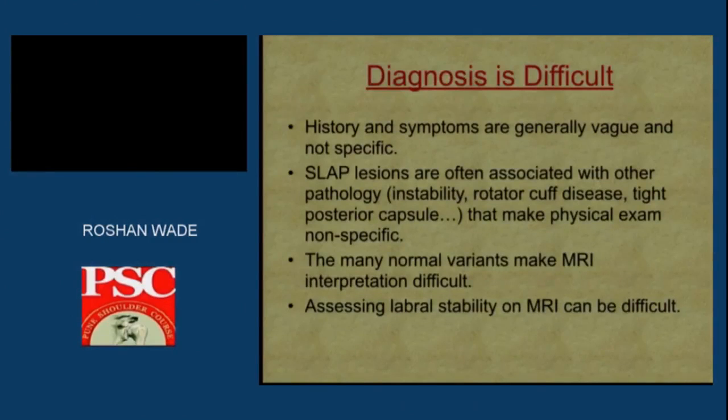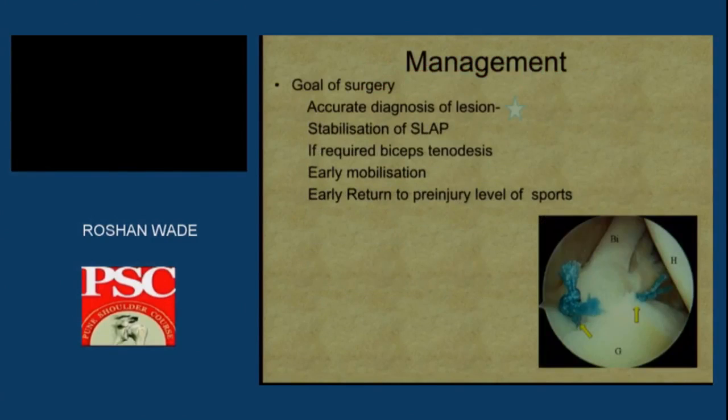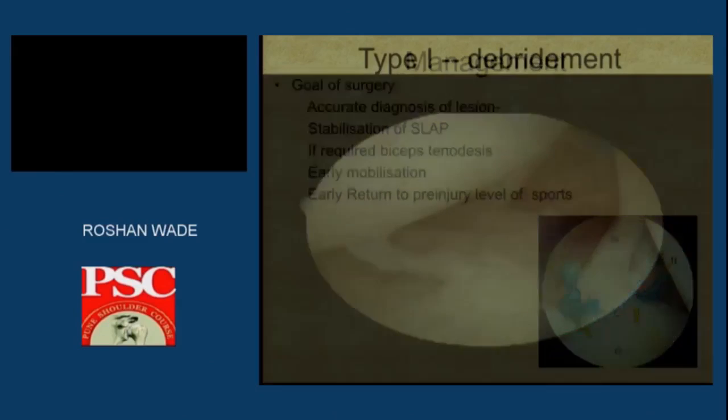So as said already, assessing labral stability on MRI is very, very difficult. The management is very simple. You have to do an accurate diagnosis. That is the very important key. And stabilization of the SLAP lesion if required, and early return to the pre-injury status is the goal.